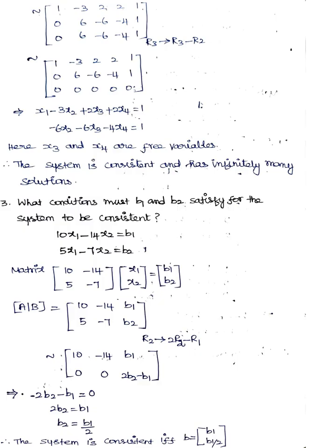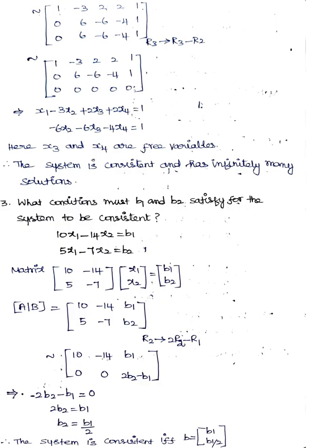Now the same procedure: form the matrix form, then form the augmented matrix. Then the elements of the first column below the first row should be 0, and after that we make the elements of R3 0. Here all the elements should be 0. If all the elements are 0, the form is called echelon form. Now we have to find the values of x1, x2, x3 and x4.